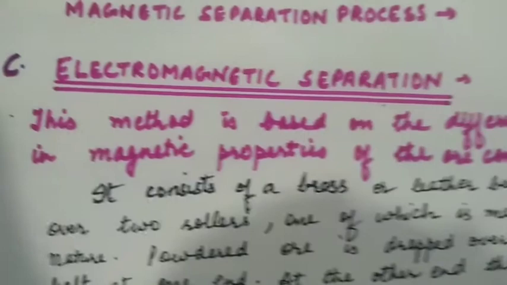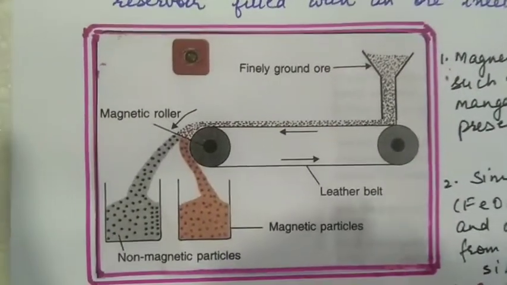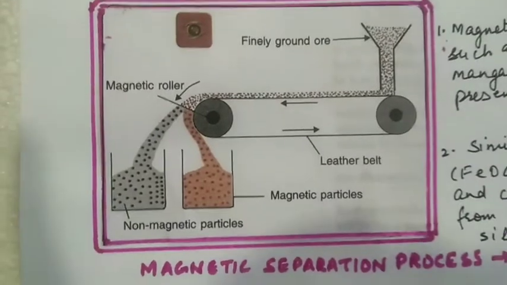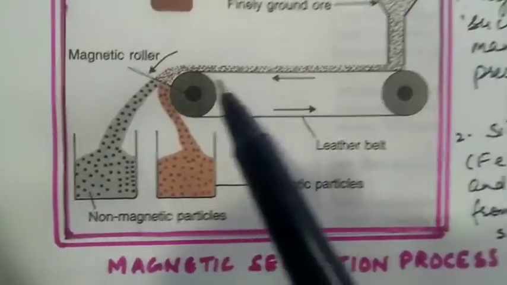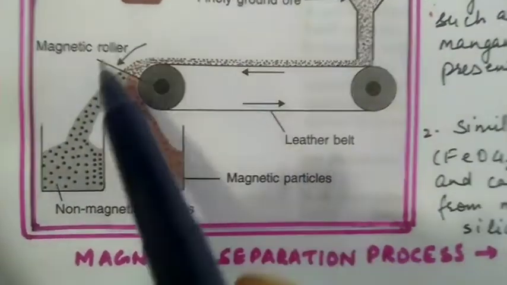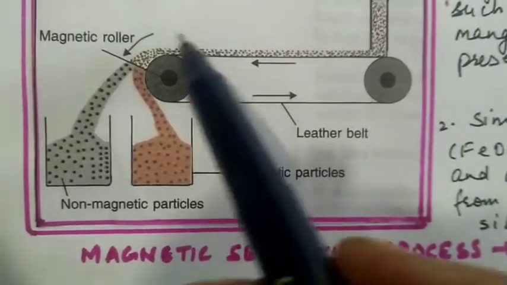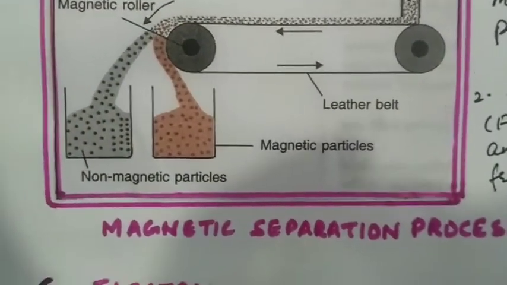Electromagnetic separation process. In this process, a conveyor belt is used, which is rolling on two wheels. One of the wheels is magnetic in nature.